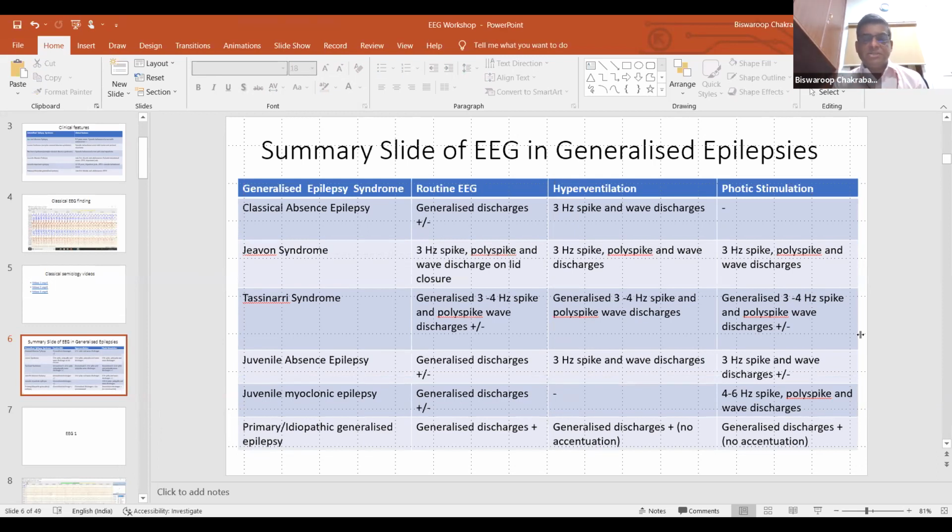Then we have Tasinary syndrome. Routine EEG would show again 3-4 Hz spike and polyspike. Then you have again spike and polyspike on hyperventilation and similar findings on photic stimulation. Juvenile absence, you will see 3 Hz spike and wave on both hyperventilation and photic stimulation. Juvenile myoclonic, you will only see with photic stimulation. And primary generalized epilepsy, you will see generalized discharges with routine EEG, with hyperventilation, with photic stimulation, but there won't be any accentuation with hyperventilation or photic stimulation.